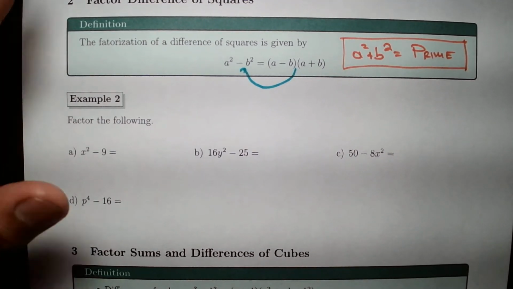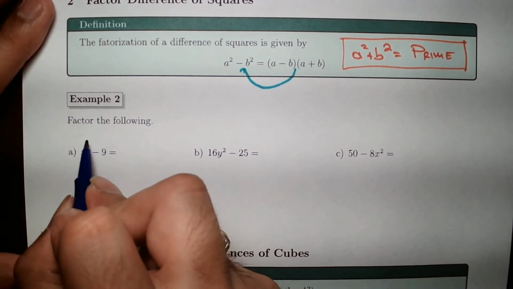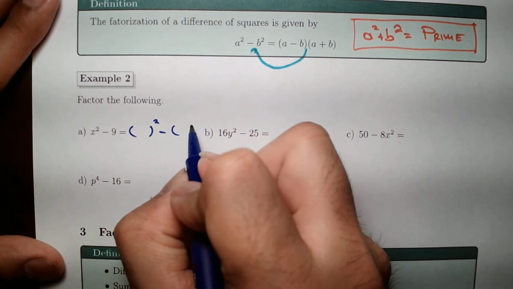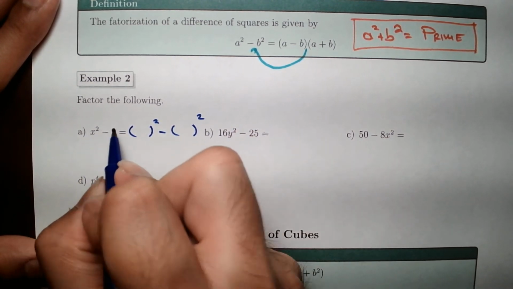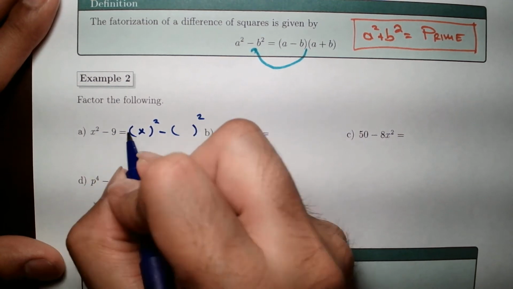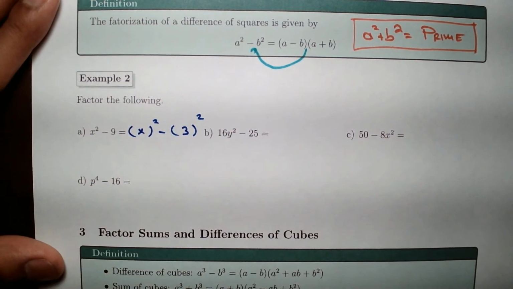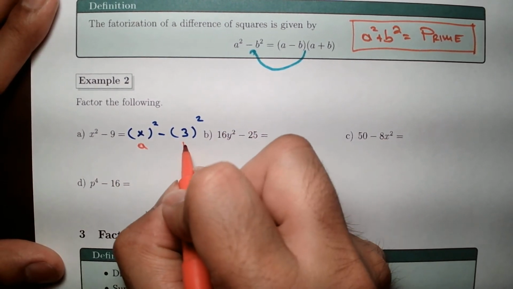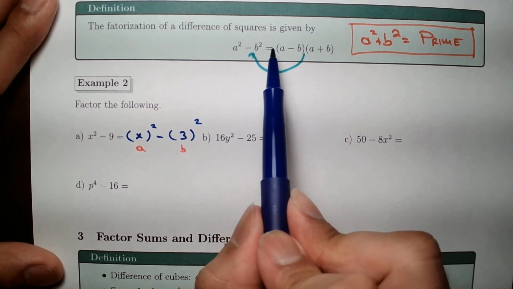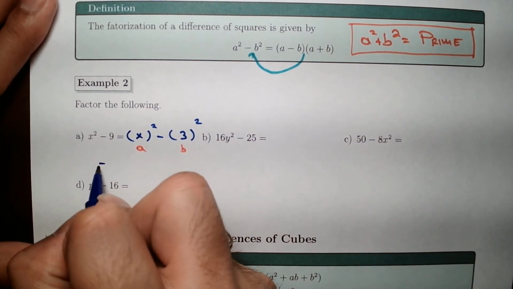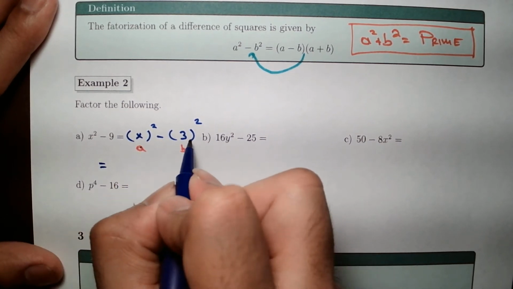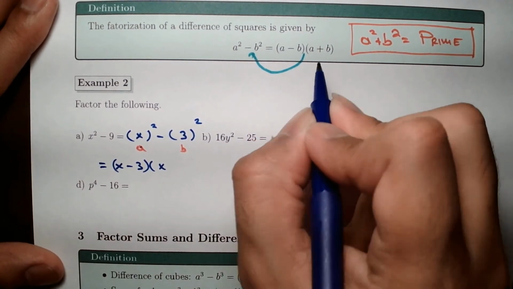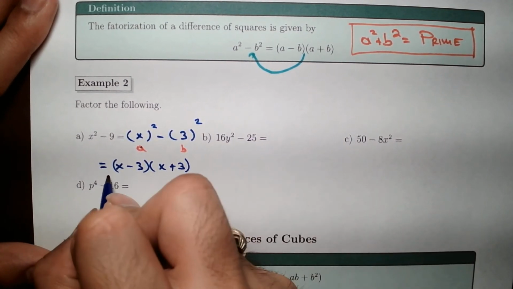How do we go about factoring differences of squares? I would like to rewrite this as some quantity squared minus another quantity squared. What quantity squared is x squared? In this case, x. What quantity squared is 9? That's a 3. Now that we have essentially a and b, all we do is simply use the formula a minus b, a plus b. That is x minus 3 times x plus 3. And we're done. That's all we have to do.